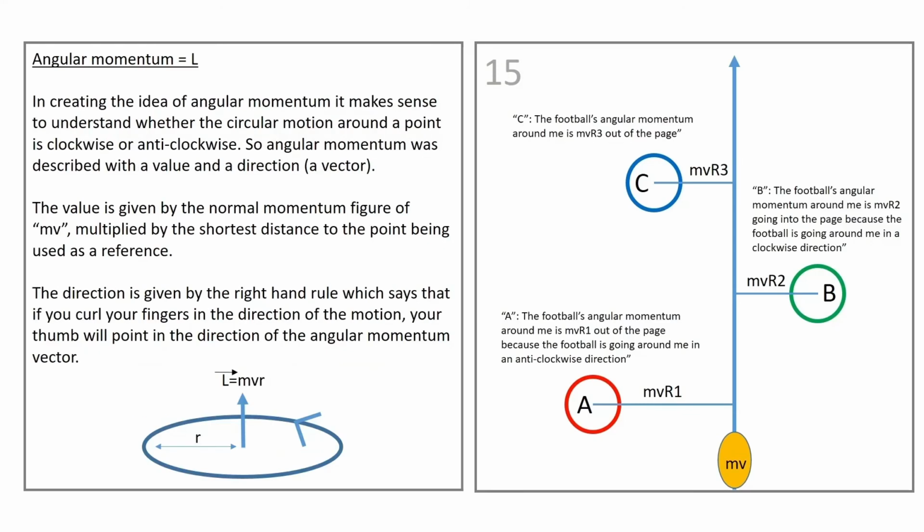Angular momentum is defined as being positive in the direction of the thumb if the fingers of the right hand curve in the direction of motion of the orbiting object. In the case of catchers A and C, that is the case, and the angular momentum is positive and coming out of the screen. In the case of catcher B, the angular momentum is negative and points into the screen.